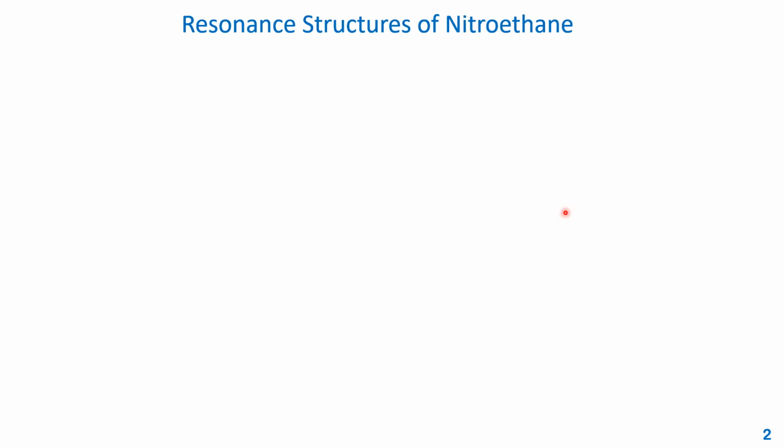The next example is nitroethane. And this is the structure of nitroethane. This is a nitro group. If you draw the detailed structure of a nitro group, it will be a nitrogen with positive charge, connected to this oxygen with a double bond, connected to this oxygen with a single bond, and this oxygen has a negative charge. So overall, it's neutral because the positive and negative charges cancel.